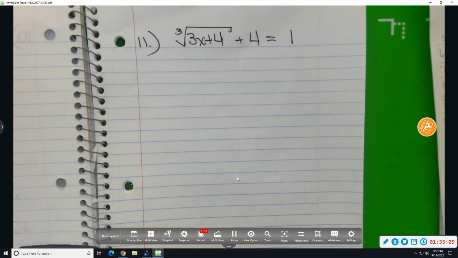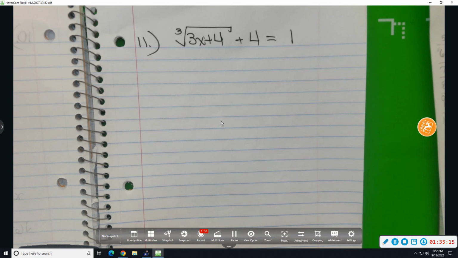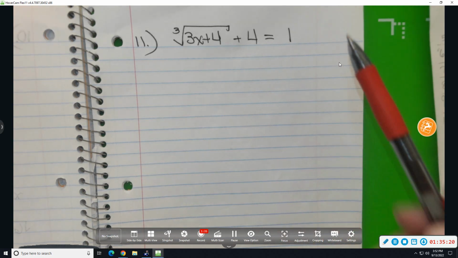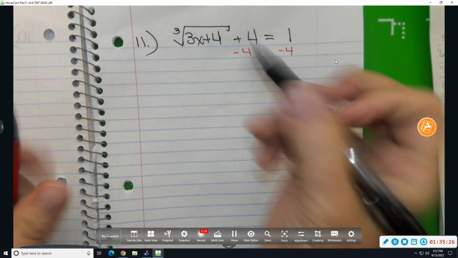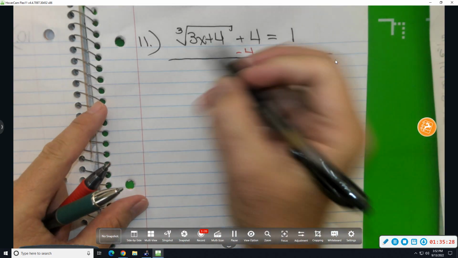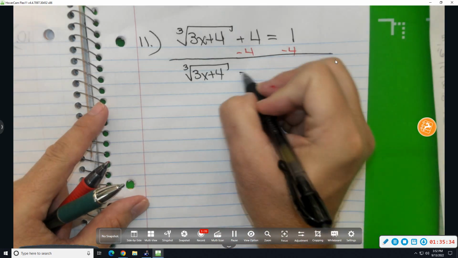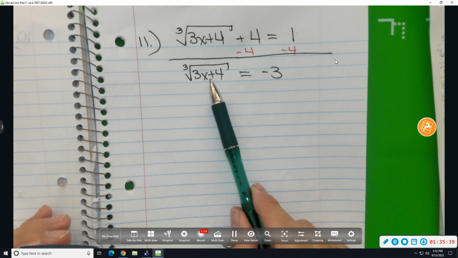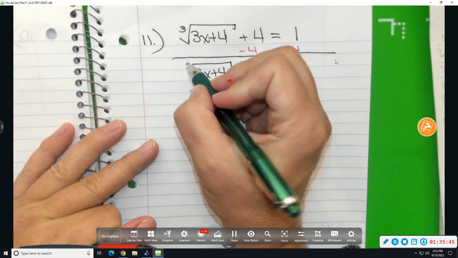So with that in mind, square roots, that's what we're concerned with. So with that in mind, there's only one correct first step. What is it? Okay, good. Get that 4 over on the right. You have to isolate the radical, and that's going to give us negative 3 times the cube root of 3x plus 4. 1 minus 4, I agree, is negative 3. We have the radical isolated, so it's time to cube both sides.